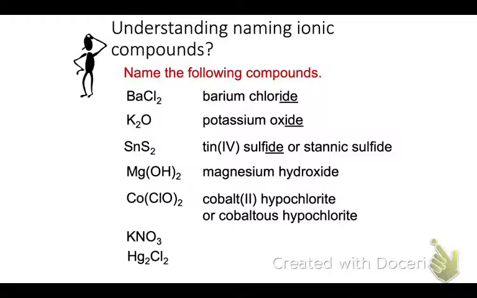Next is potassium with nitrate. Potassium is a group 1A. I don't have to change anything, so that will be potassium nitrate. Last one, let's do this one together. What do I have here?